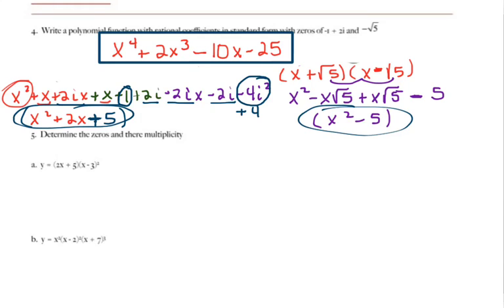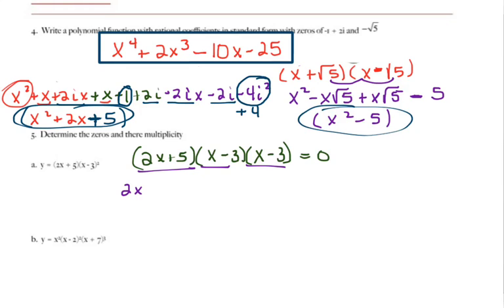Problem 5. Determine the zeros and the multiplicity. 5a, the beautiful thing is it's already factored. Okay, we're looking for a 0, so we're basically asking the question, what makes 2x plus 5 times x minus 3, and I'm going to write it twice because it is squared, equal to 0. The way we answer that, since these things are all multiplied together, so we just ask what makes each one of these equal to 0. Because if any of the factors equals 0, the product equals 0. Quickly solving gives us x is negative 5 halves, and the other two give us 3.